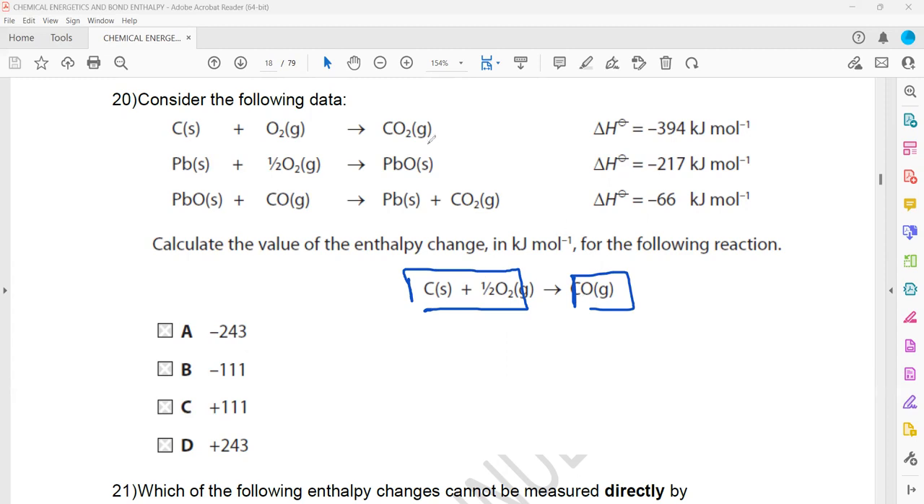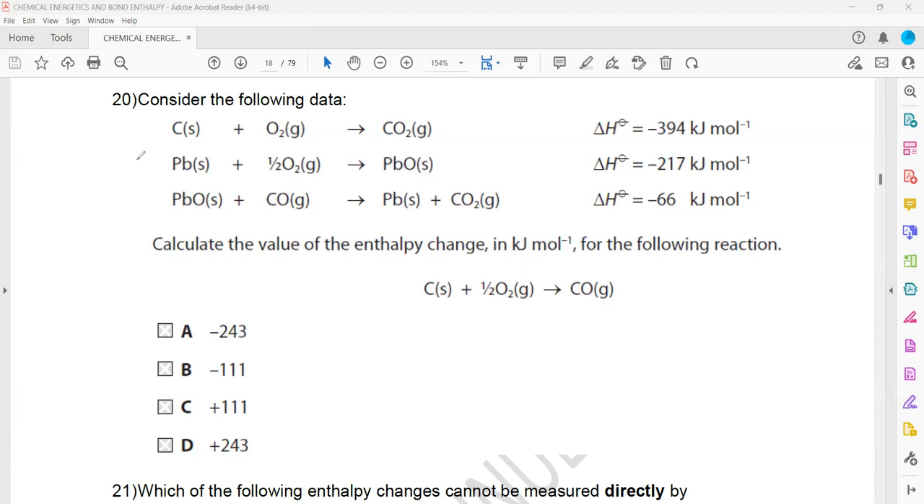So what we can do here, we can solve this as a simultaneous equation. For the first equation, carbon plus oxygen gives carbon dioxide. In the equation, we don't want lead or carbon dioxide, so basically we want to cancel out carbon monoxide.